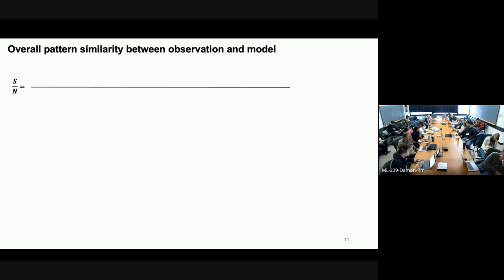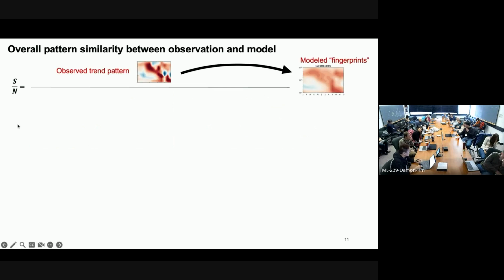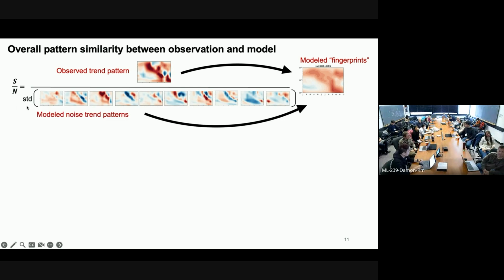And now I'm trying to quantify the level of confidence that we see in terms of the observed pattern. Here I'm calculating the overall signal over noise ratio. For the signal, I'm projecting the observed trend pattern from MLS onto these modeled fingerprints of greenhouse gas plus ODS forcing, so it measures the pattern similarity between these two. On the denominator, I'm calculating the standard deviation of each of these 10 noise patterns, also projected onto the modeled fingerprints. So the signal over noise ratio tells us the likelihood that the observed pattern similarity can be explained just by internal climate variability noise.